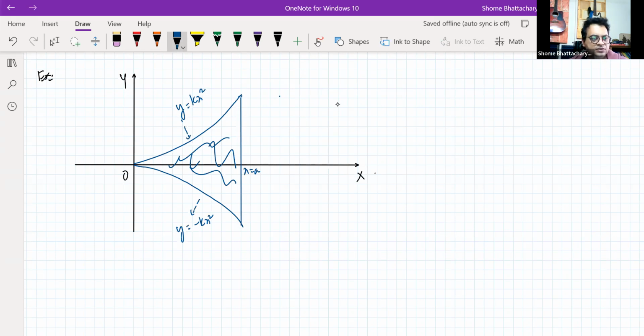So you can say that it's a laminar surface which is bounded by these three curves, y is equal to plus minus kx square and x equal to a, which is a straight line. So we have to find the position of the center of mass. Okay, so who's going to tell me how to do this question now?